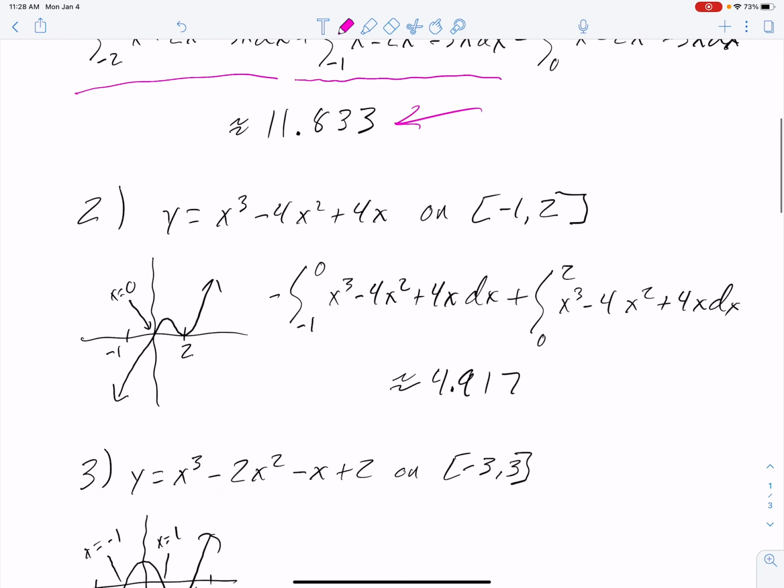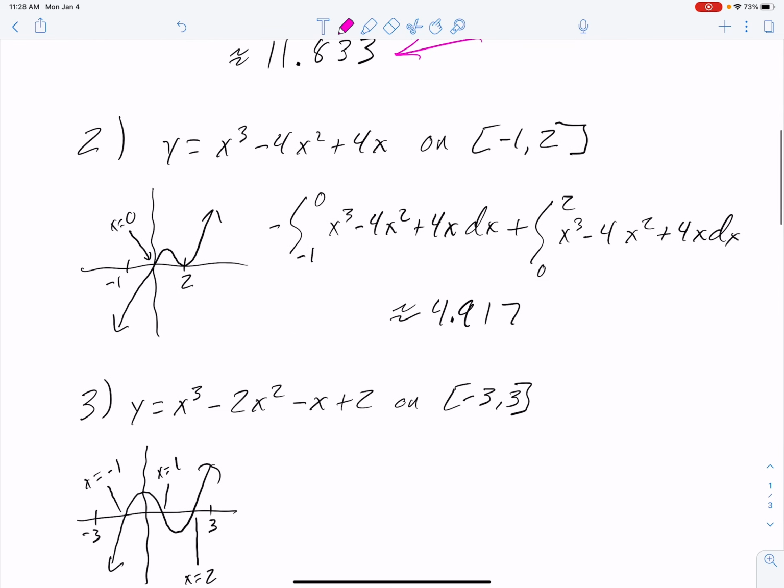Number 2 is another area question, so I do that exact same thing. I look at my graph, find my 0, which in this case happens to be x equals 0. My first region is beneath my x-axis from -1 to 0, so I have a negative in front of my integral from -1 to 0. My next region is above the x-axis, so I have a positive in front of my integral from 0 to 2. And then again, remember, use your absolute value in your calculator, and we've got our value.